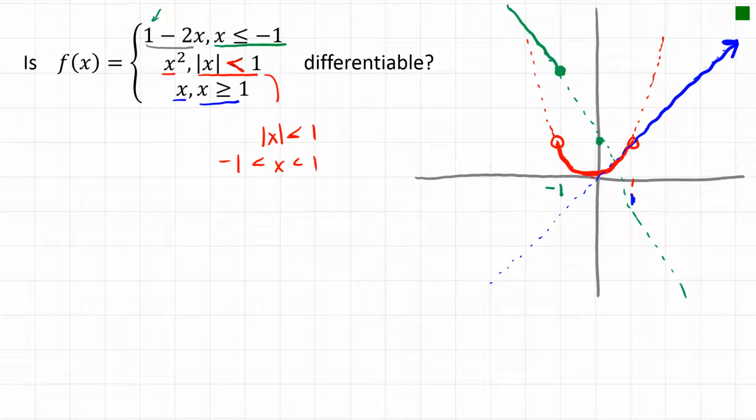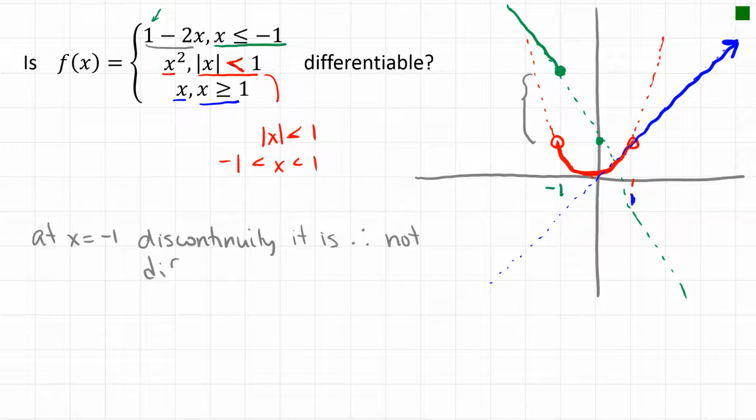And if we now take a look at this graph, we notice that there is a discontinuity here at x equals 1. At x equals -1, there is a discontinuity, or a hole, and because of the discontinuity, it is therefore not differentiable. Can't take the derivative if there is a hole in the graph.